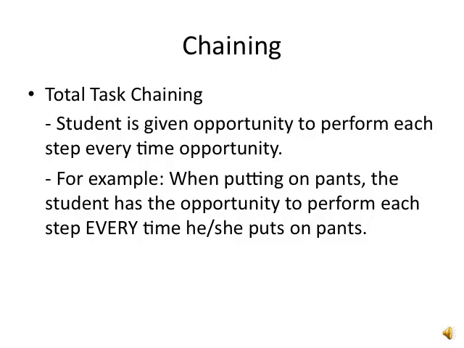The final type of chaining procedure is total task chaining. In this chaining procedure, you isolate and explicitly teach each step of the TA every teaching trial. So each time you teach the chain skill, each step will be taught as a separate discrete skill.